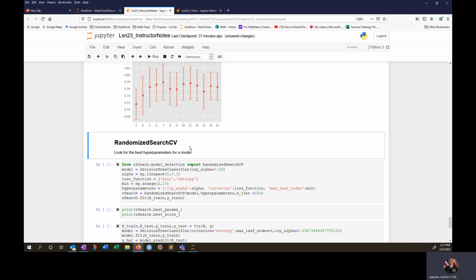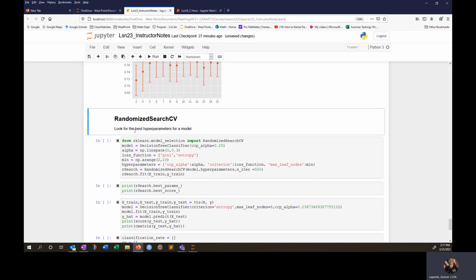All right, the last thing I wanted to gently introduce today was this idea of randomized search CV. What this does is it looks for the hyperparameters. In here you'll see I used 500 iterations, so 500 different things, but it only does it once. It's going to use this thing called CCP alpha. This is sort of like ridge regression that we talked about before, where you're penalizing it for having more leaves.